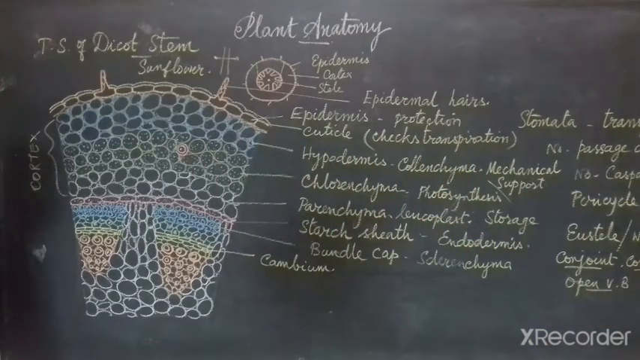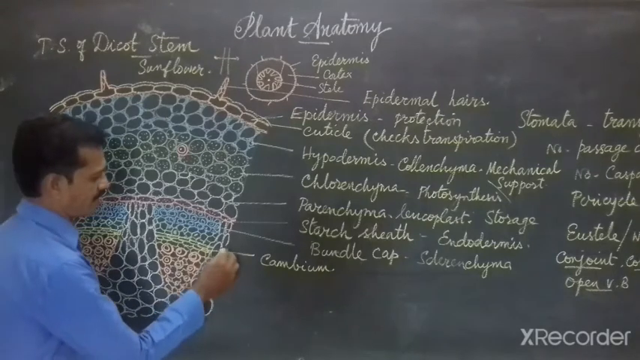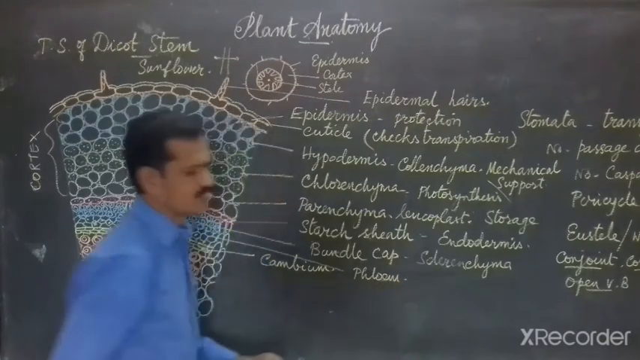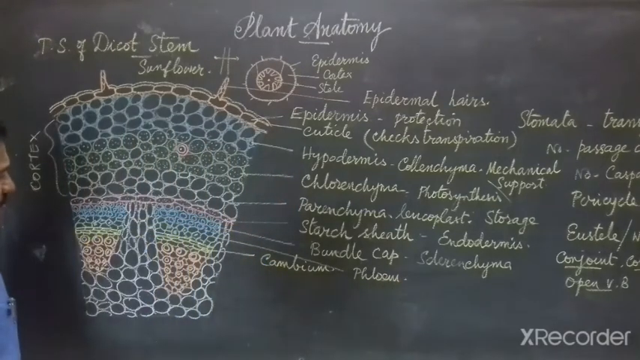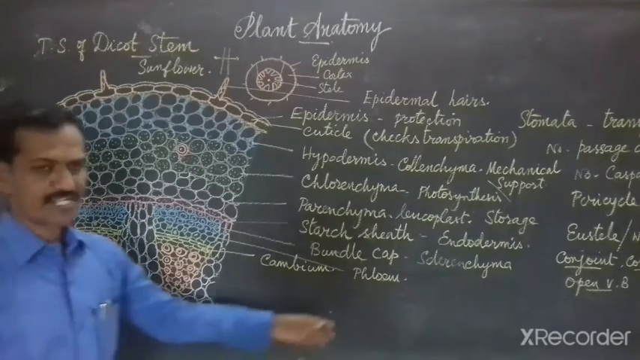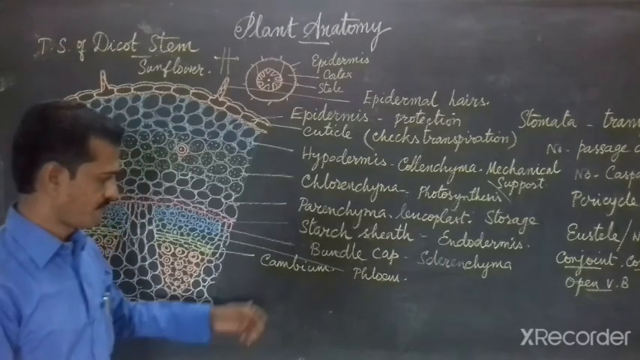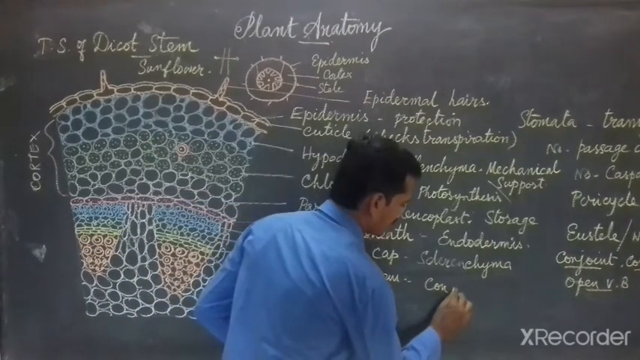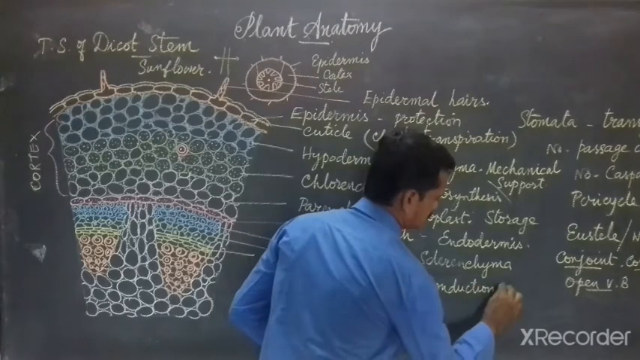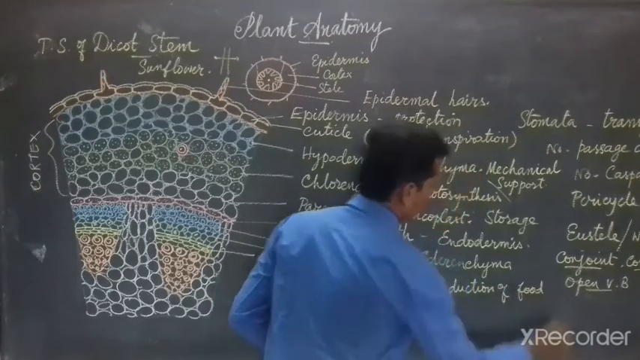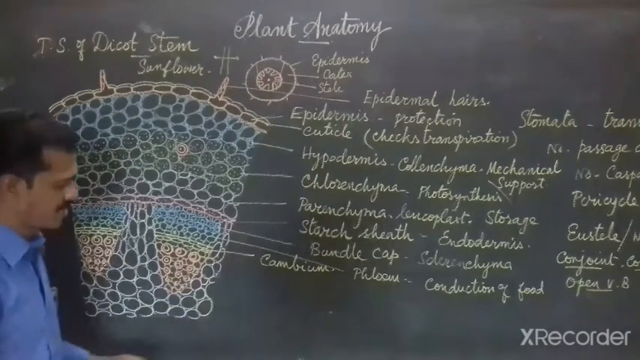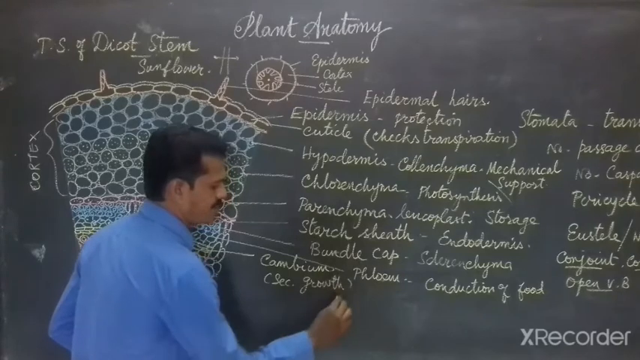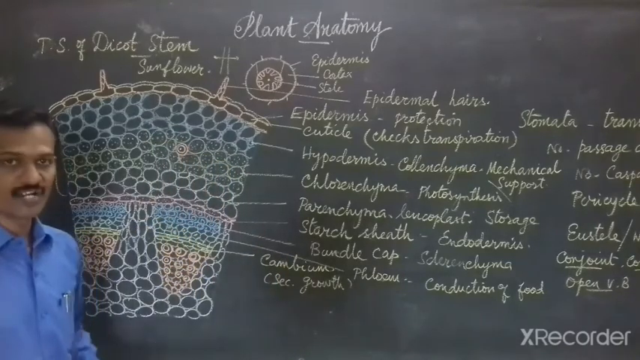Now come to the vascular bundles. Below the bundle cap, there are a few patches of phloem. Two types of phloem are seen. Here the protophloem is crushed by the metaphloem. This is involved in the conduction of food. Then this cambium region is involved in secondary growth. These cambium rings are used to determine the age of the stem.